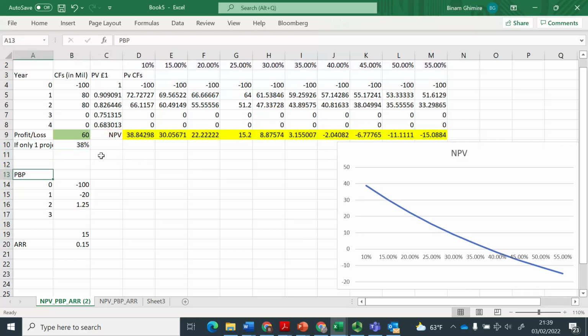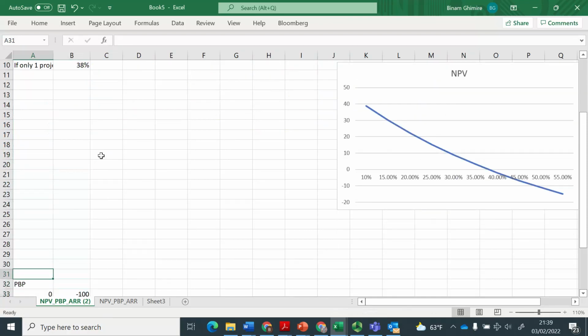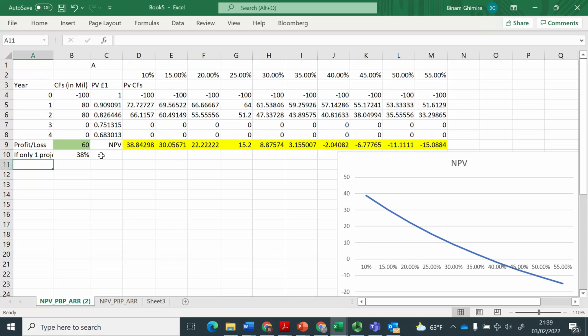To compute the IRR manually through a process called interpolation, you need to apply this formula, which is lower rate plus NPV at lower rate divided by NPV at lower rate minus NPV at higher rate, times higher rate minus lower rate. So that's basically the interpolation formula to capture IRR.